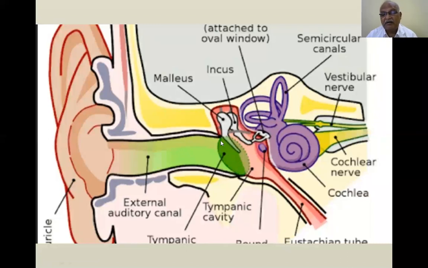So the ear can be damaged at any part. So the hearing capacity or sensation of hearing can be damaged at any level. This level, tympanic membrane level, malleus, incus, stapes, and this level. It can be caused at any level.